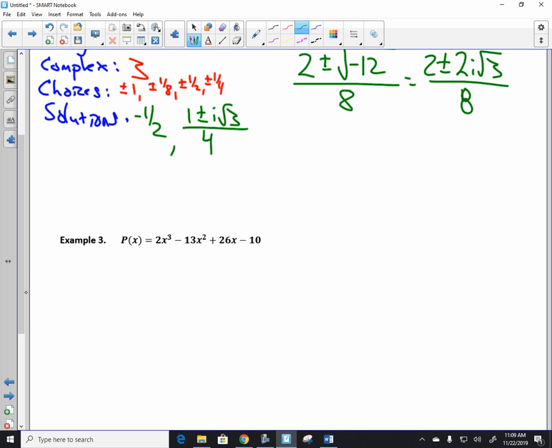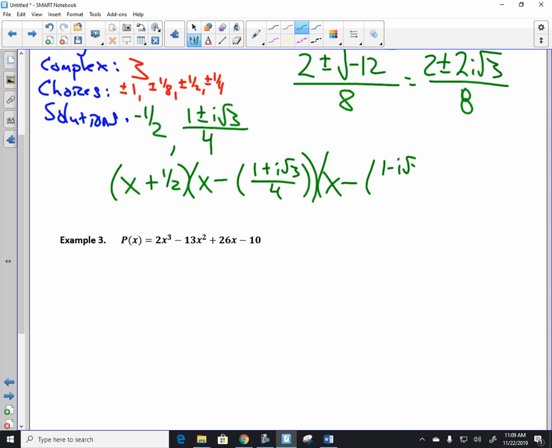What I didn't show you on the last one, I apologize, is the second part of the fundamental theorem of algebra says that you can write all polynomials in factored form. So the factored form is x minus negative 1/2, or plus 1/2, times x minus 1 plus i roots of 3 over 4, times x minus 1 minus i roots of 3 over 4. We're going to use it, yep. So that's the factorization, almost.